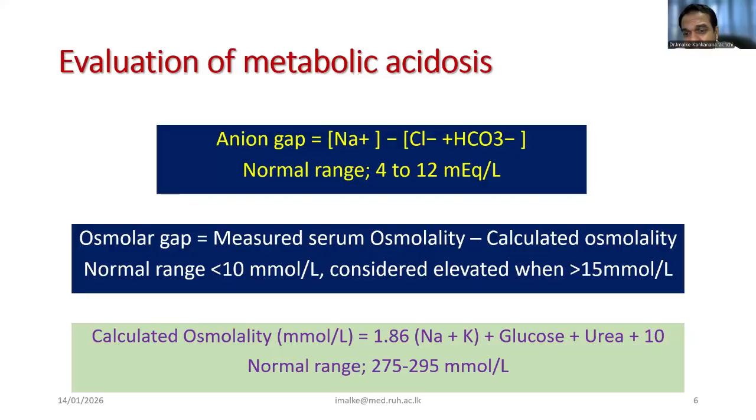If the measured osmolality is way above the calculated osmolality, that means there are some osmotically active particles other than what we have used in this formula. That is seen in acute poisoning, but in chronic poisoning, this can be normal. So basically you need two measures: one is the anion gap, the second is the osmolar gap. Both need calculations, both have a reference range, and both have values at which we consider them high.